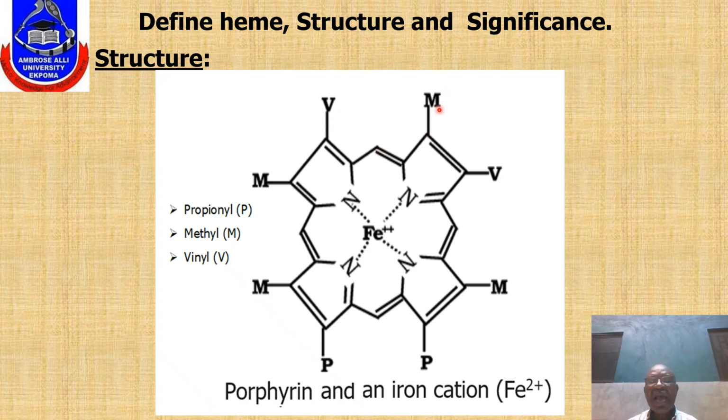You can see M, you can see V, you can see P. Now, P stands for propionyl, M stands for methyl, and V stands for vinyl. Now, these are the tails. We refer to them as tails of the heme molecule, that is, housing the iron atom.